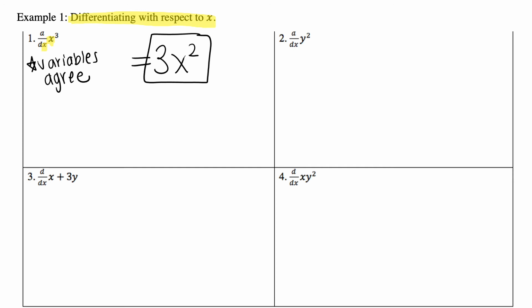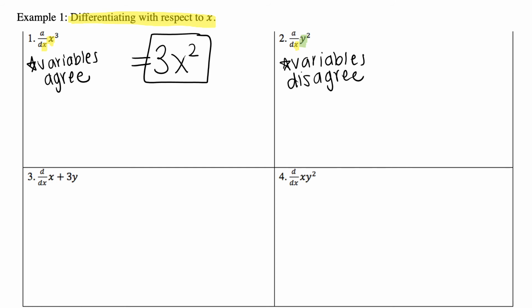In number 2, however, we're taking d/dx, the derivative with respect to x, of y squared. So now we're taking the derivative with respect to x of something that's not x. So in this case, we're going to say our variables disagree.